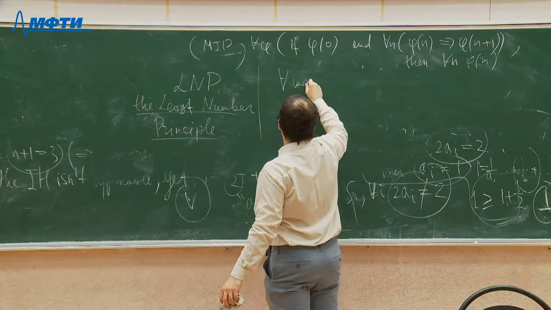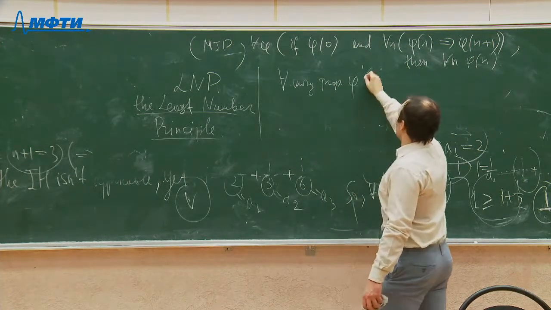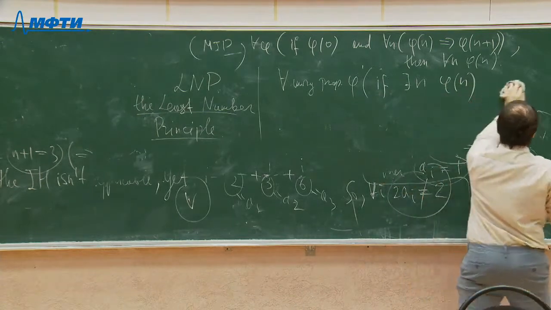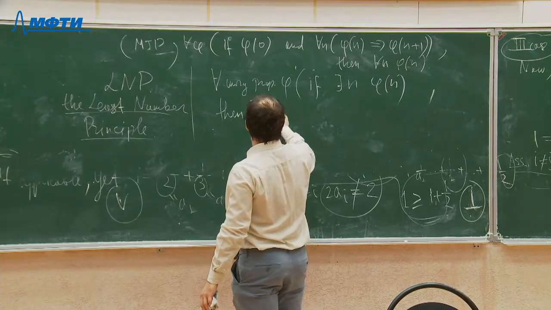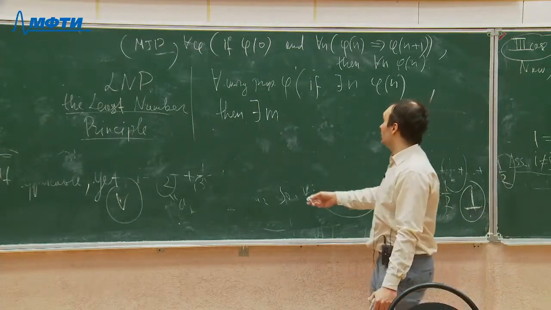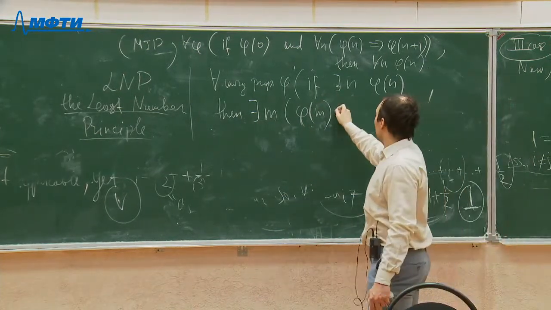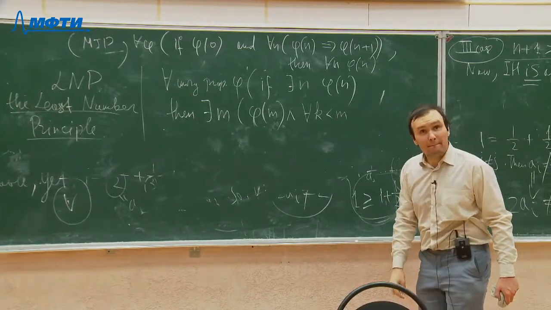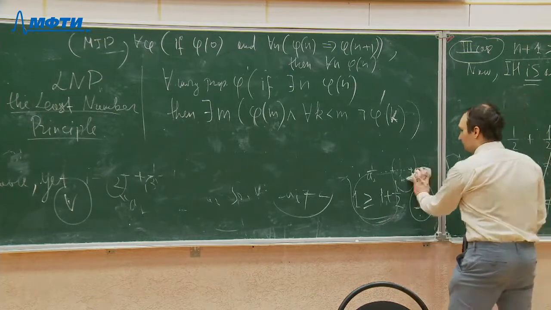For every unary property phi, unary, that means it takes one argument. For every unary property phi, if there is a natural number that satisfies phi, then there is some other number, say m, maybe some other, maybe the same, it doesn't matter. In general, then there is such a number, so that phi of m and for every k less than m, phi of k fails.